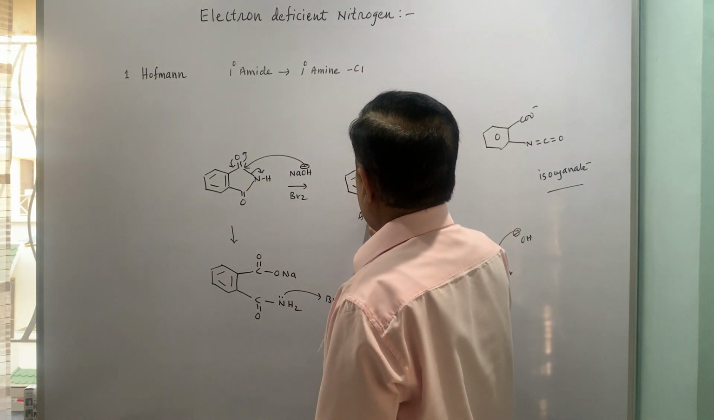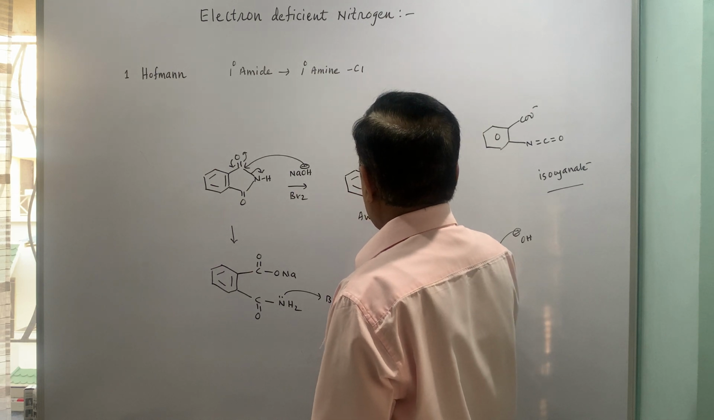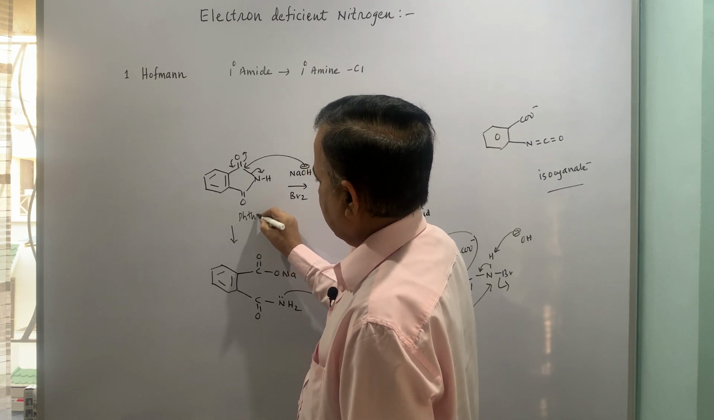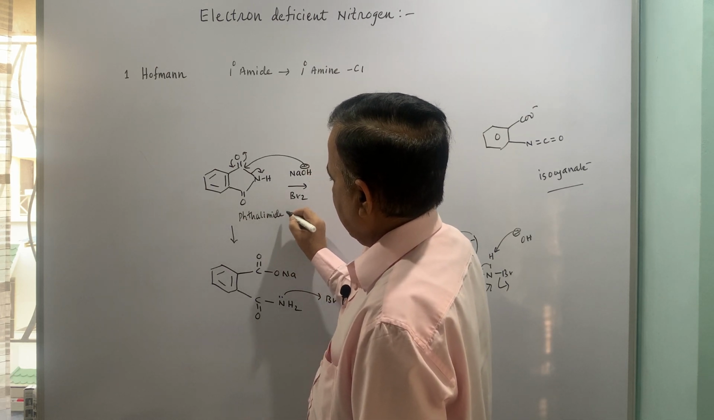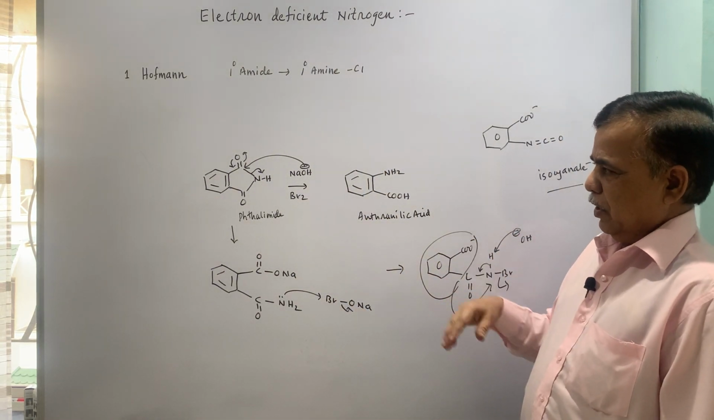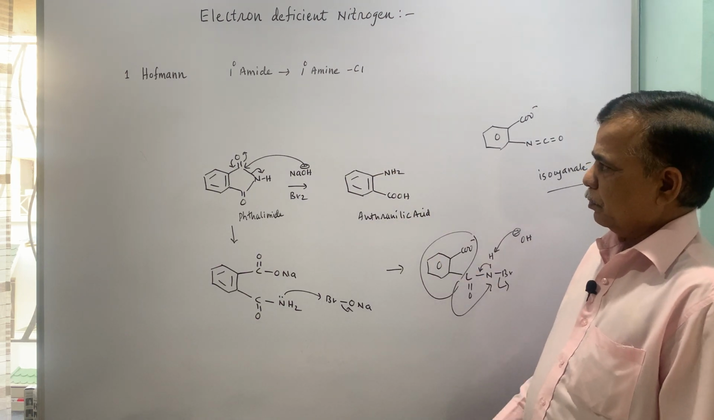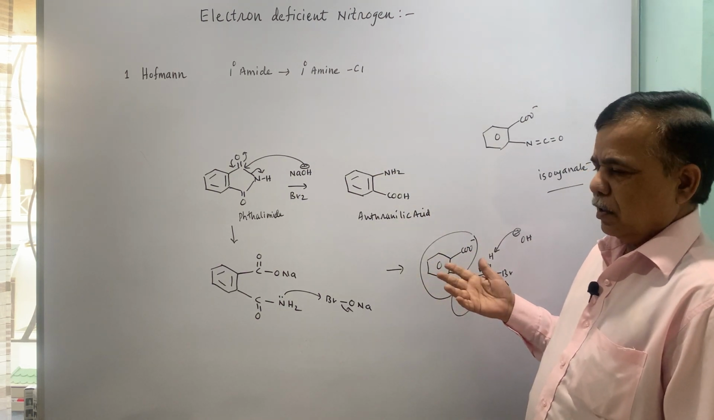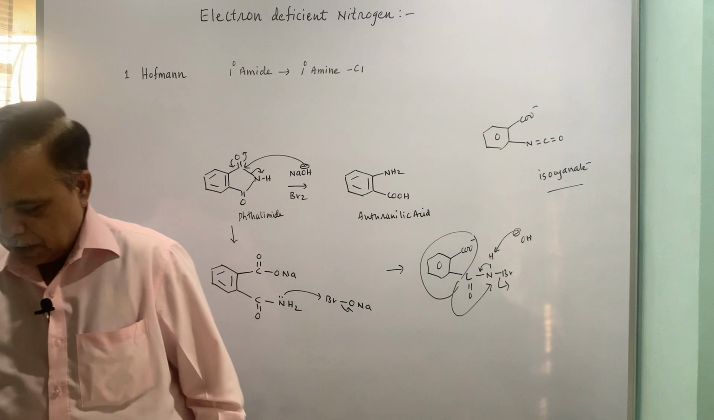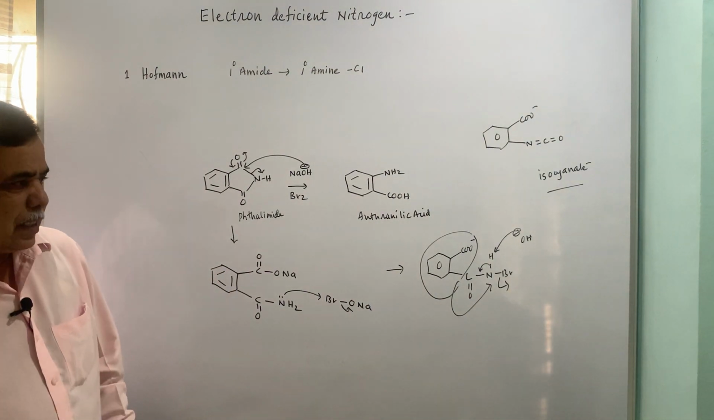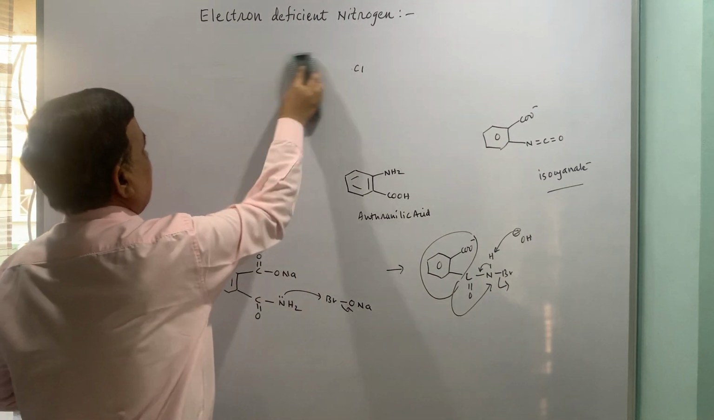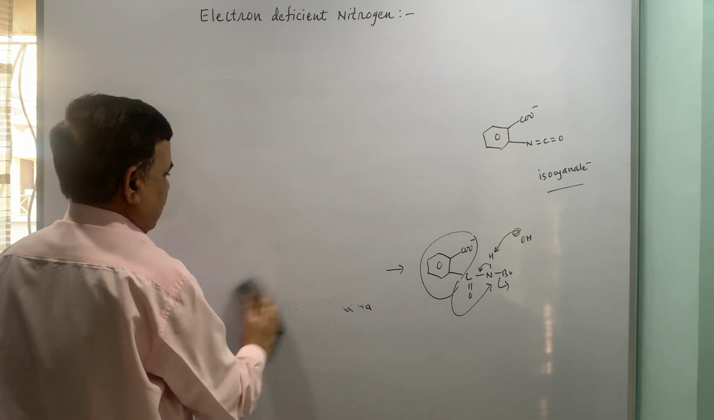Now this is anthranilic acid, the amino acid, and this is phthalimide. So phthalimide becomes anthranilic acid upon Hofmann degradation, wherein one of the carbons goes off as CO2 and the other one is retained. So this is the best example and often asked in the exam. So let us go to the second rearrangement. We will come to the examples later.